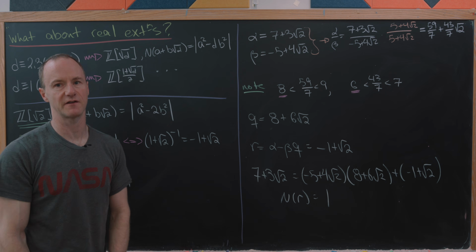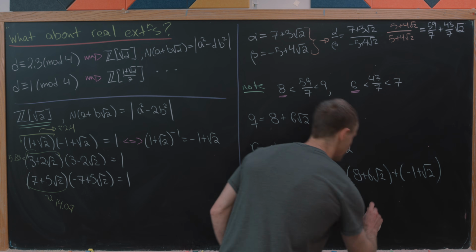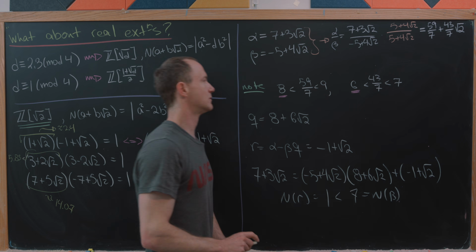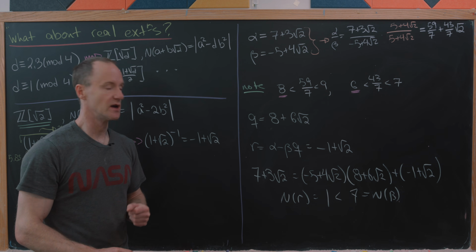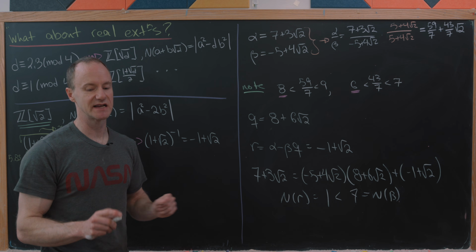You can easily check that the norm of the remainder is 1 using our norm function right here. But then the norm of our beta in this case is equal to 7. Again, that's pretty easy to check using our norm function. And so we do have the remainder being smaller than the divisor, which is a necessity in this case.